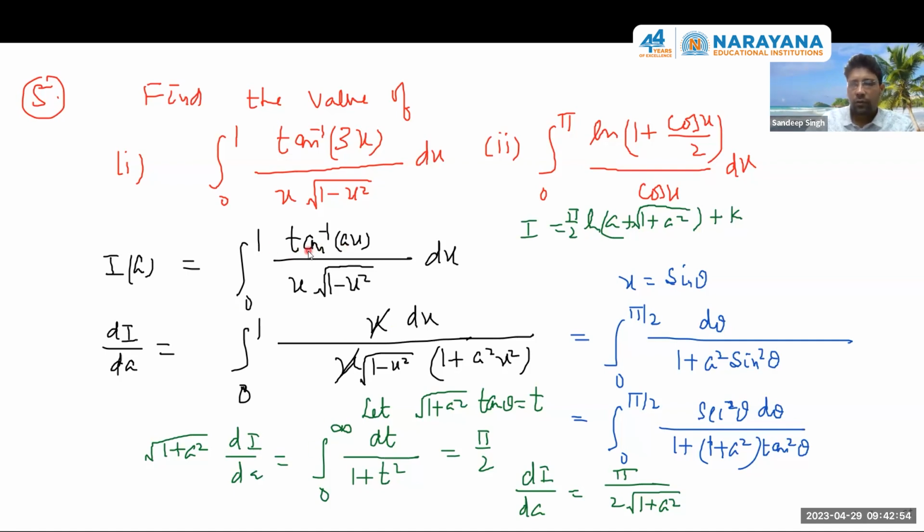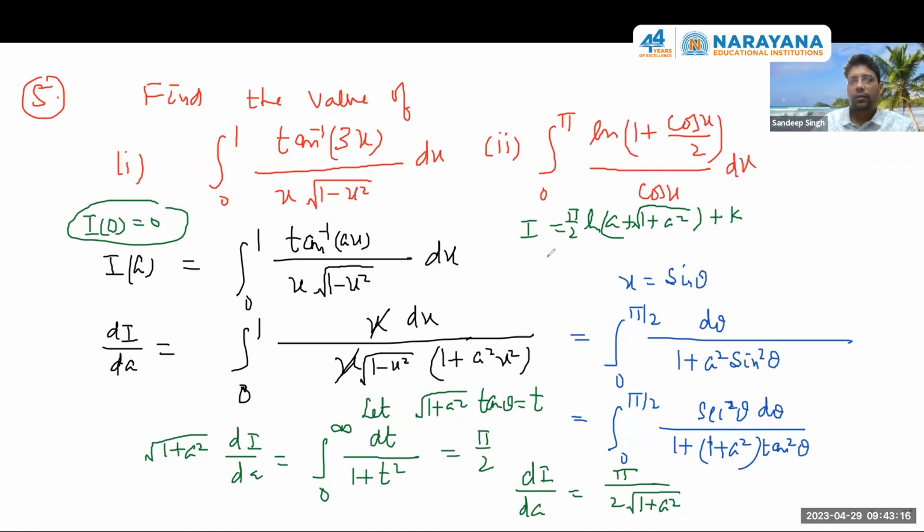Here, put a equal to 0. So what is I? It is 0. So I of 0 is 0. From here, I have substituted a equal to 0. So use this fact to get the value of k. So it will again come out as 0.